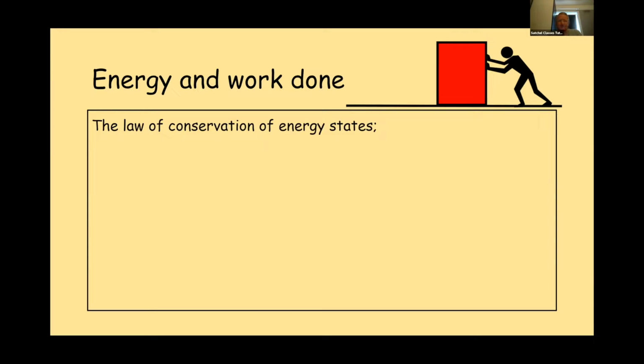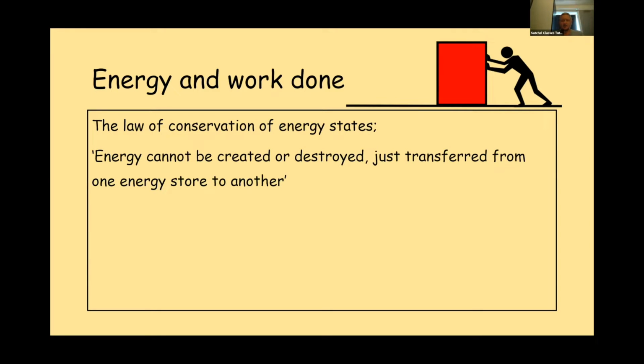Going back a bit to what you've been taught in the past, the law of conservation of energy states, energy cannot be created or destroyed, just transferred from one energy store to another. Now, it seems very simple, but it's actually quite important to understand this. It means energy just can't be magicked out of nowhere and it doesn't just disappear. All that happens is the energy from one place moves to the energy in another store.